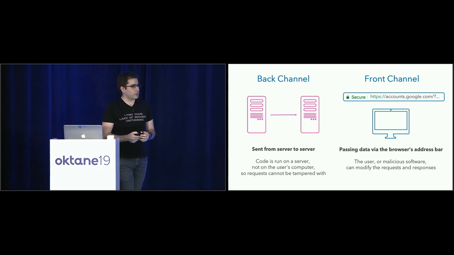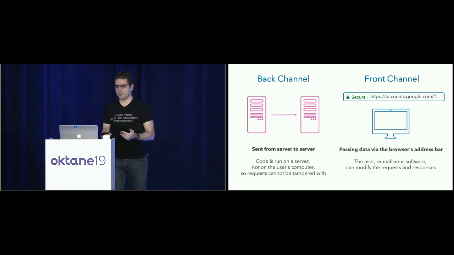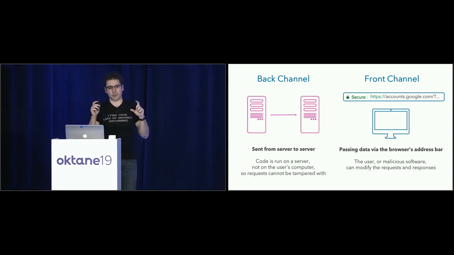The idea of sending data over the front channel is probably less familiar. And the point there is that, because these two things don't necessarily have a way to communicate over a back channel, we'll actually send that data using the user's address bar. And because it's using the user's address bar, there are many ways it can go wrong, many ways it can fail. The user can modify the data. Some other software on the machine can modify the data.